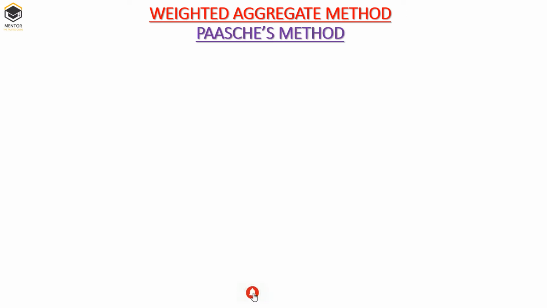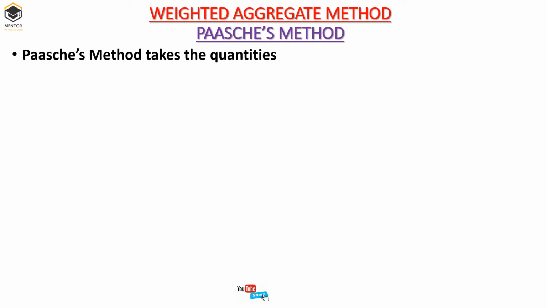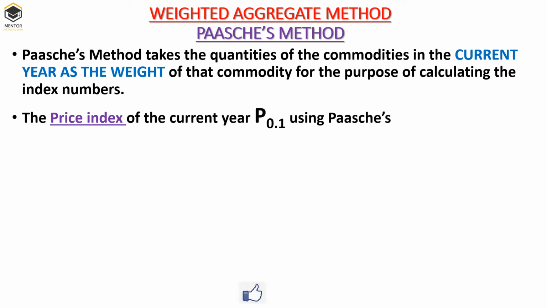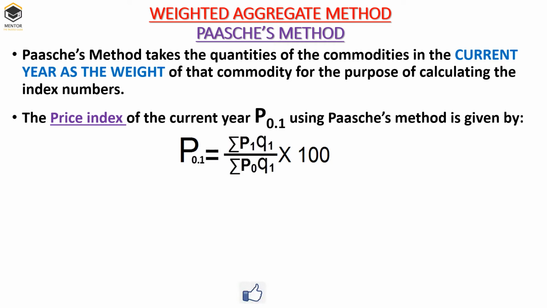The Paasche method. Next we have the Paasche method. Here the author has given the weight to the current year. So the price index of the current year, P01, using the Paasche method is given by the formula P01 is equal to summation P1 Q1 divided by summation P0 Q1. What we have added here is Q1 in the numerator and Q1 in the denominator. So the author has given the weight to the current year.